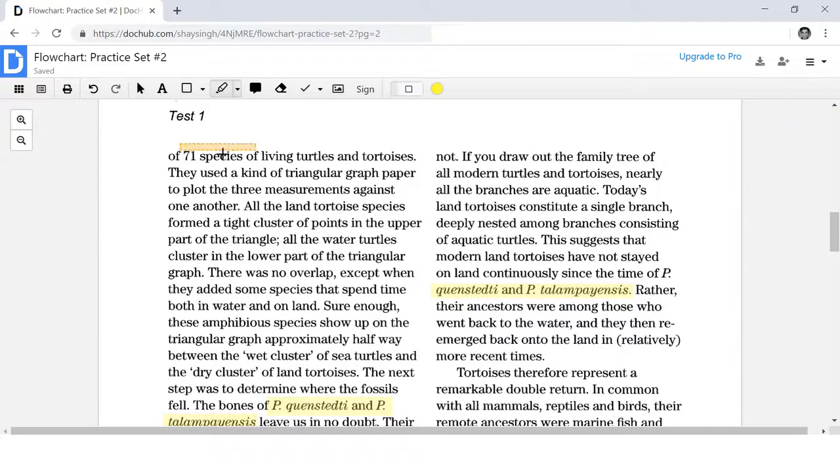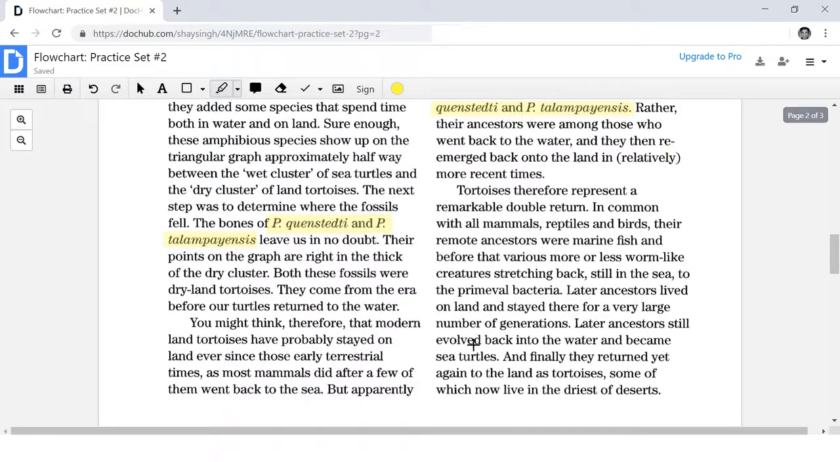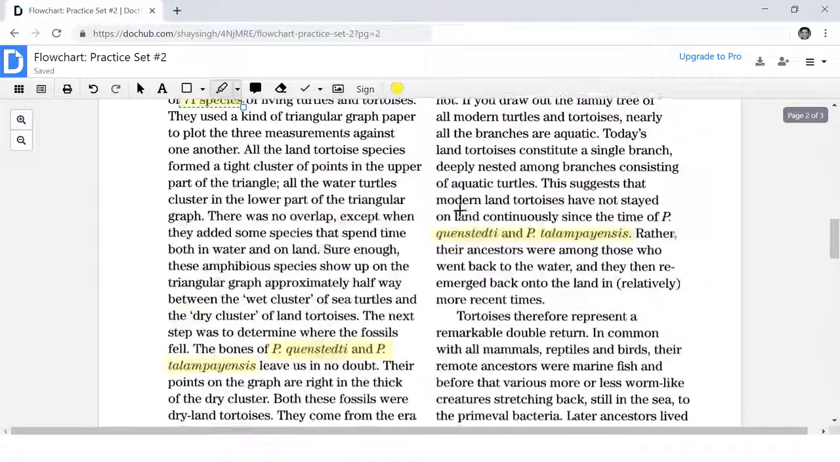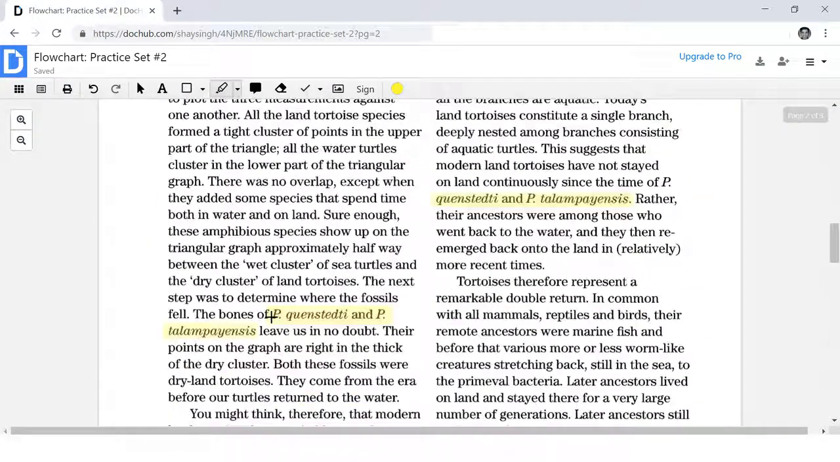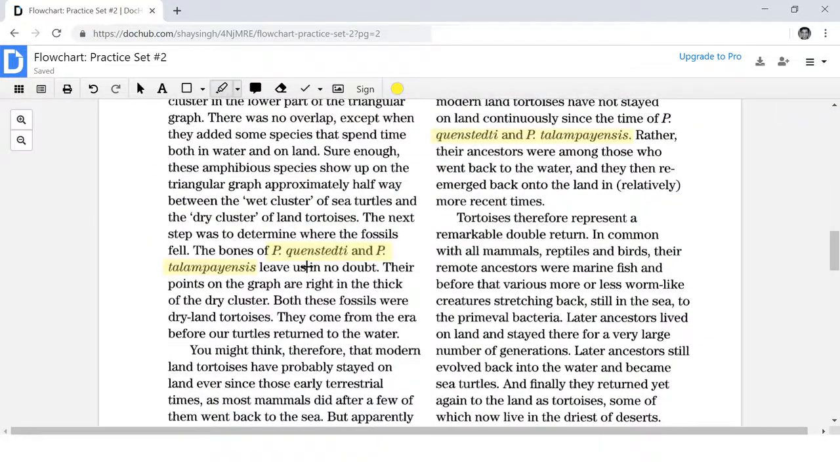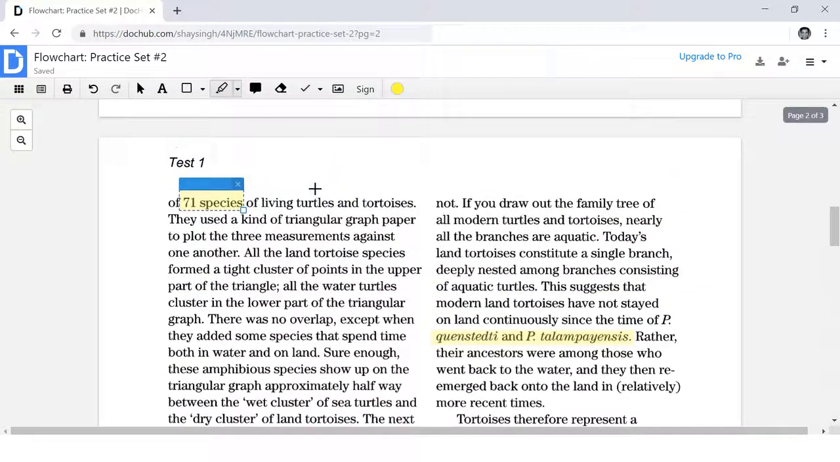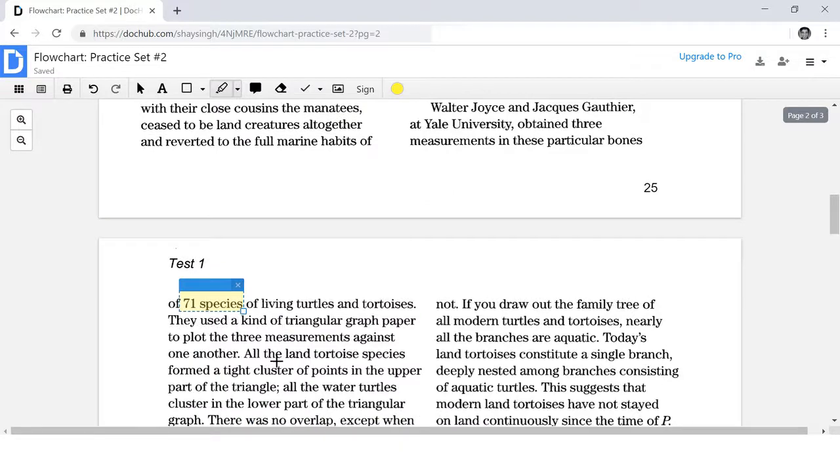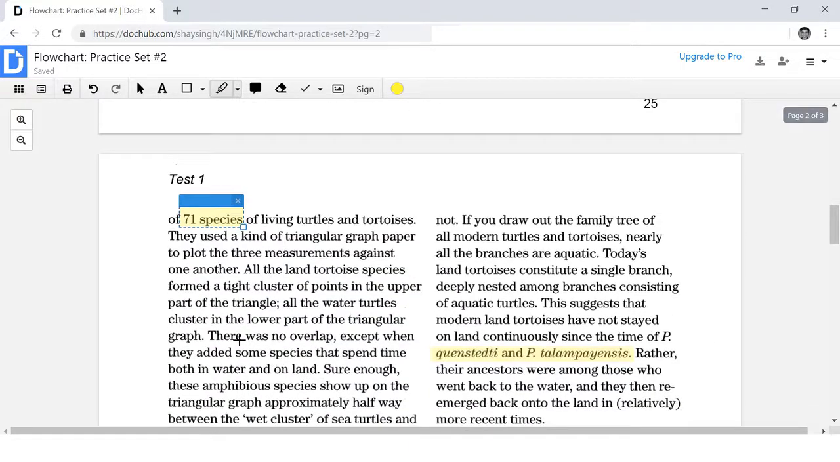There I see it. 71 species. I'm going to scan a little bit more, just to make sure that it doesn't appear again very quickly. Yeah, it doesn't appear again. So this right here is going to be our matching paragraph. All of this part right here, starting from over here. Most likely we're going to find all of our answers in there.